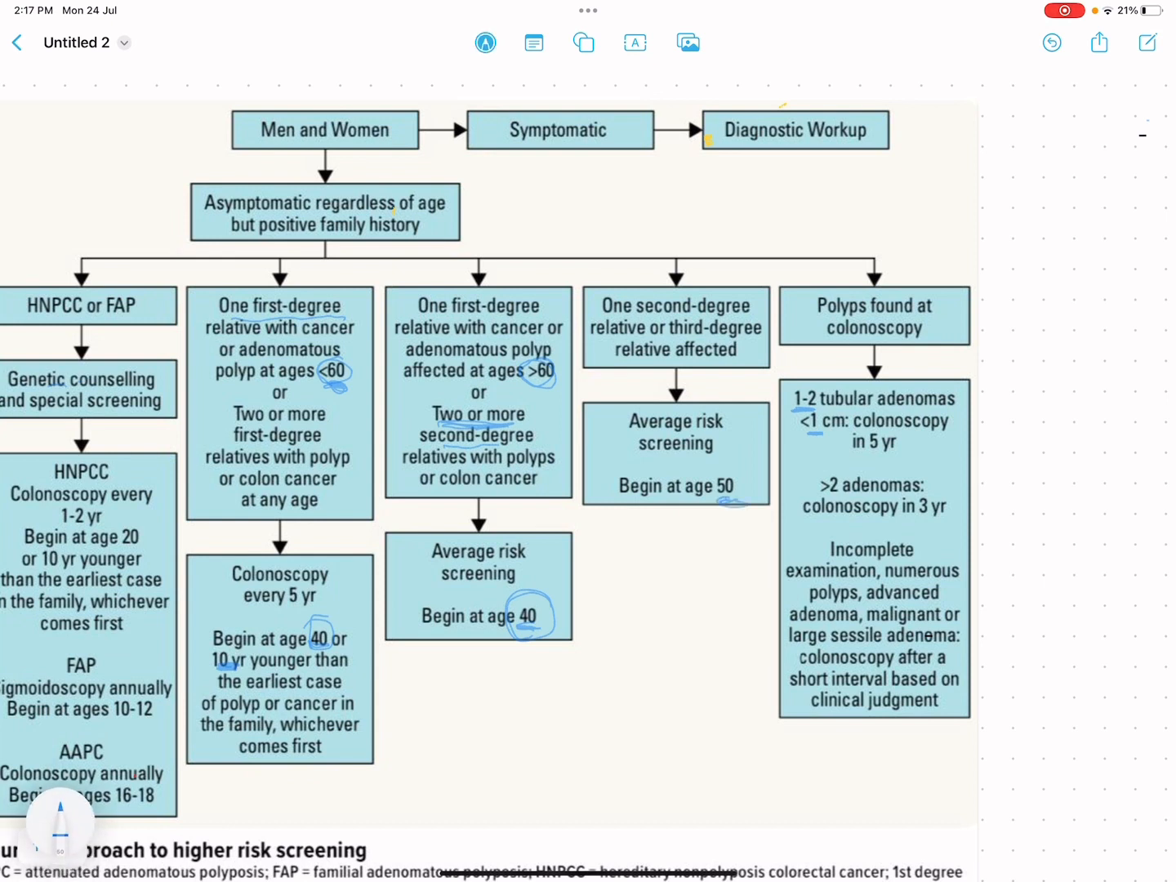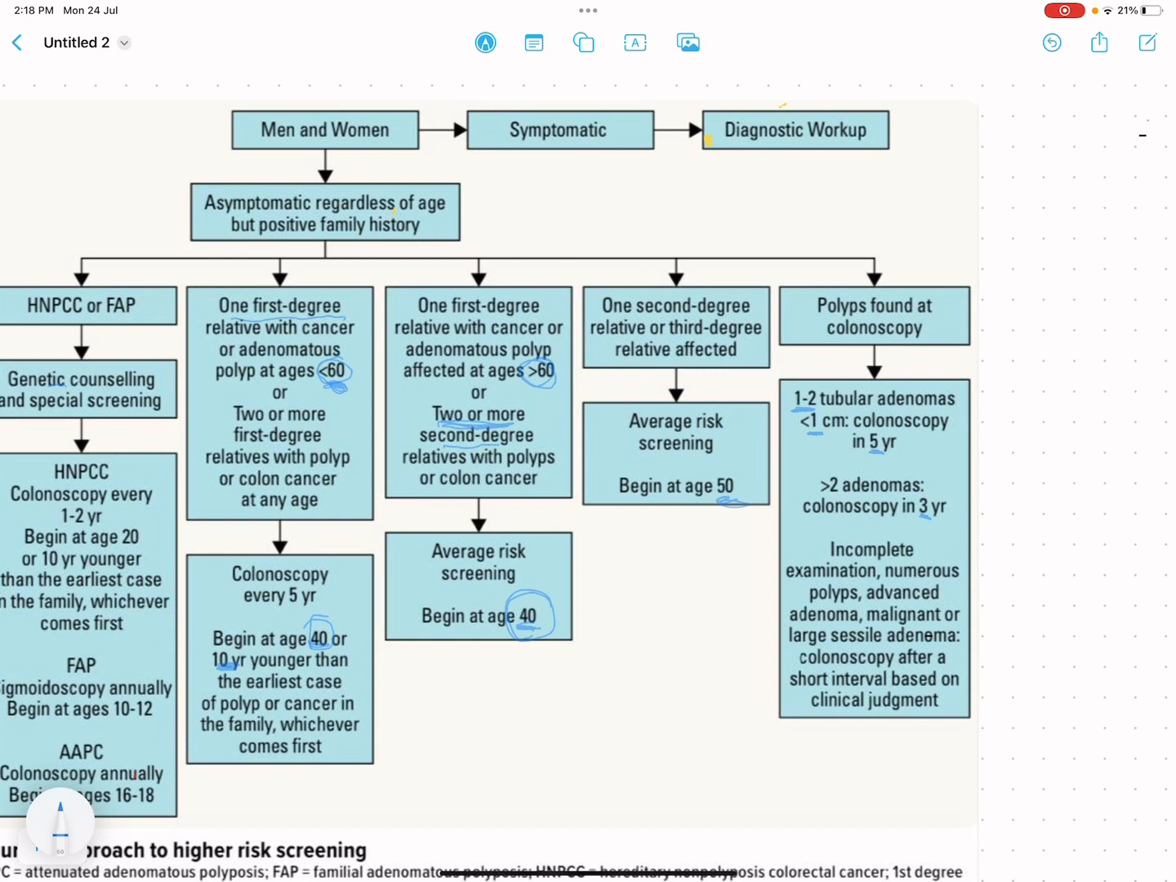Sometimes the interval for the next colonoscopy is going to be determined by the findings. For example, during colonoscopy we found 1 or 2 tubular adenomas, which are small, less than 1 centimeter. In this case, the colonoscopy is going to be repeated after 5 years. But if we find more than 2 adenomas, this is going to make the colonoscopy in the coming 3 years.